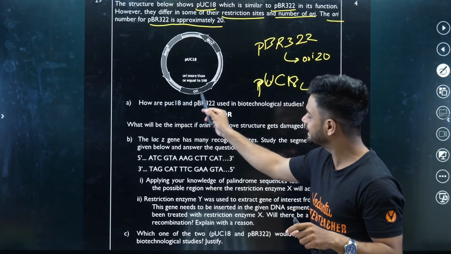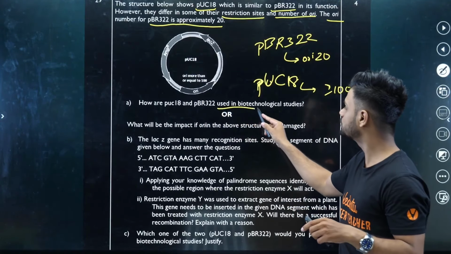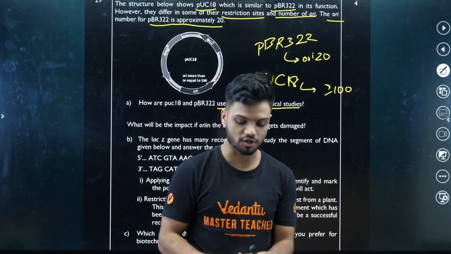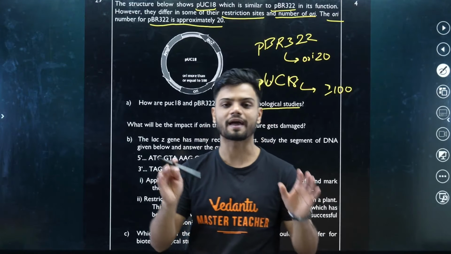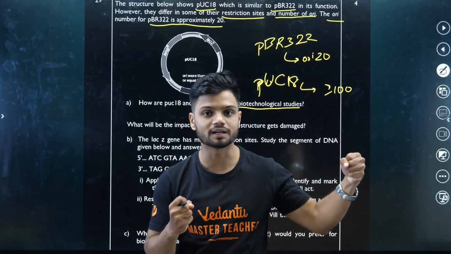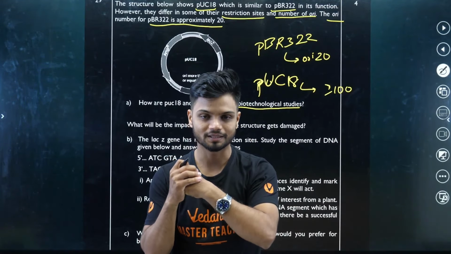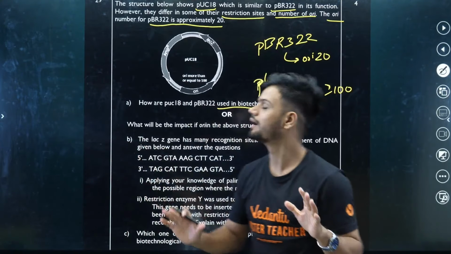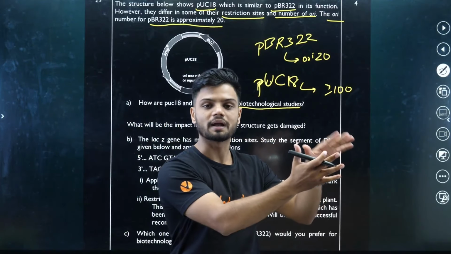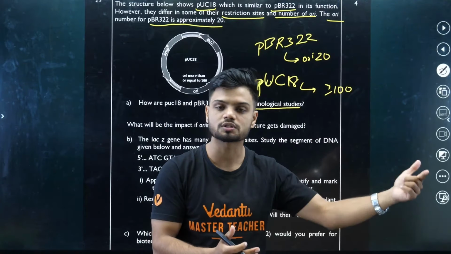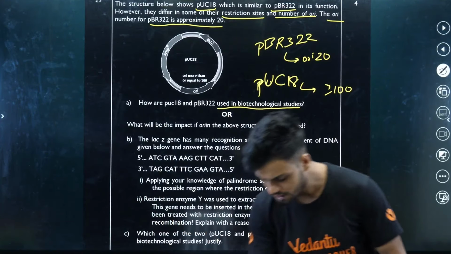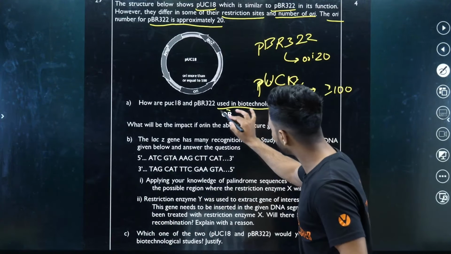How are pUC18 and pBR322 used in biotechnological studies? What is their application, they're asking you. The main important application of every single plasmid vector is to transport a gene of interest into the host organism. That is the use of pUC18 as well as pBR322. You take a gene of interest, insert it into the plasmid and make the plasmid enter into the host. The gene of interest is inside the host now, where it will start to self-replicate inside the host body. That is the biotech application of it. Now, see, there is an OR option here.